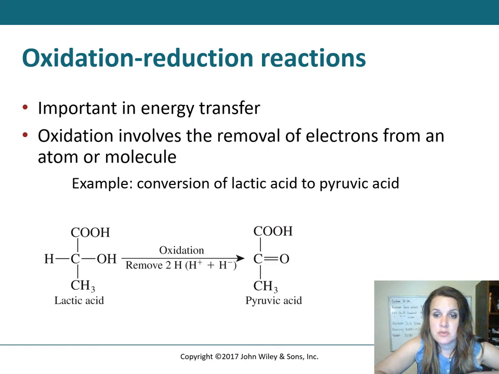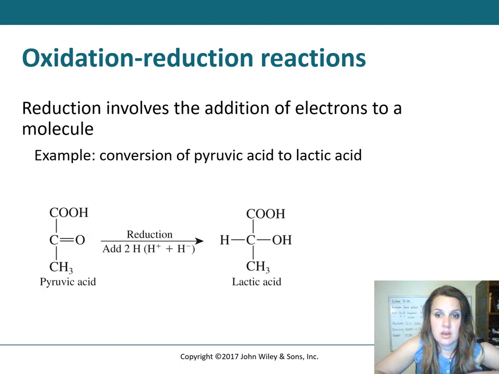Those catabolic and anabolic reactions can be further classified as oxidative or reductive reactions. So oxidation-reduction reactions are super important in energy transfer. So what I'm going to show you here is an oxidation reaction. Oxidation involves the removal of electrons from an atom. So as you can see here, lactic acid, two electrons plus two hydrogens are removed, and you make pyruvate. Moving back the other way, you can reduce pyruvate or pyruvic acid into lactic acid by adding those two electrons back again. And that process is called reduction. Why do we call it reduction? It's because electrons are negative. So you're reducing by subtracting the charge of the electrons. So oxidation and reductions are exact opposites of each other.